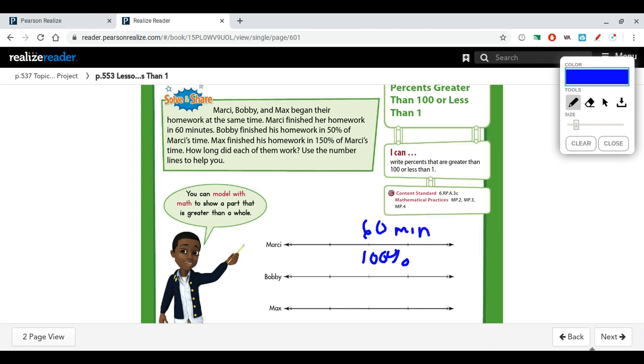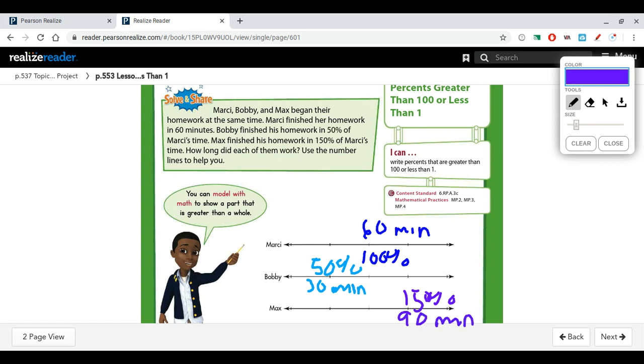Okay. And then I'm going to take a look at Bobby's. And Bobby's is going to be 50%. So if that middle line represents my 100%, then this one is going to represent my 50%. And 50% is going to be 30 minutes. So if we take a look at Max's, it is going to be greater than 100. So if I look at Max's, here's my 50%, here's my 100%, here's my 150%. So 150% of 60 is going to be 90 minutes.